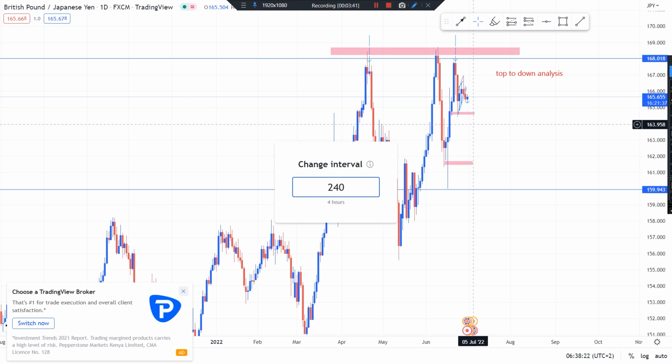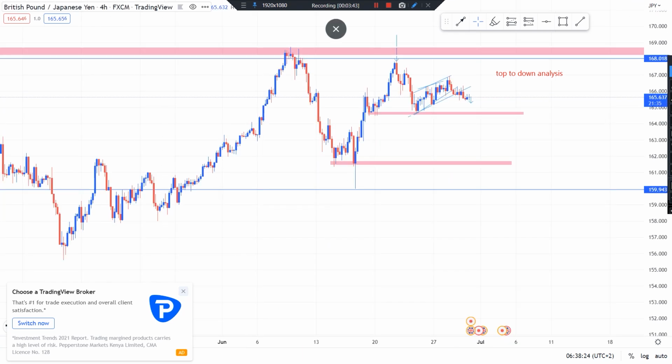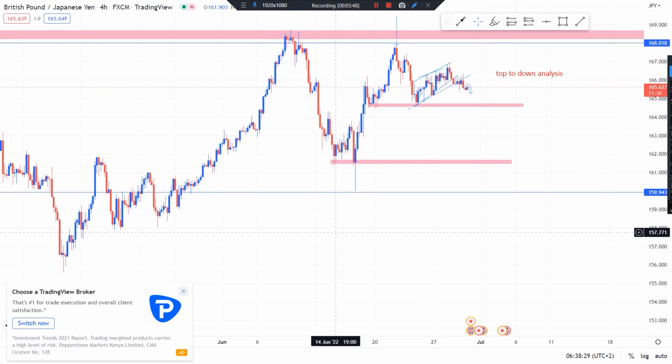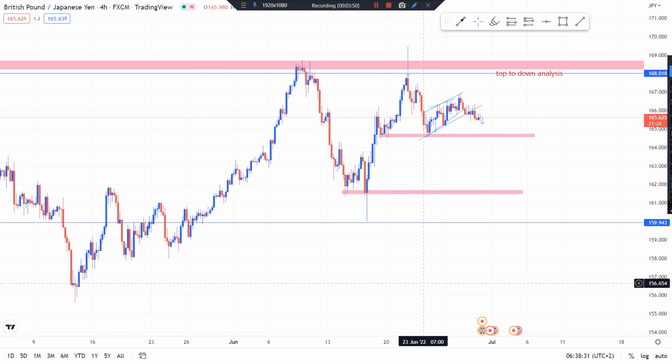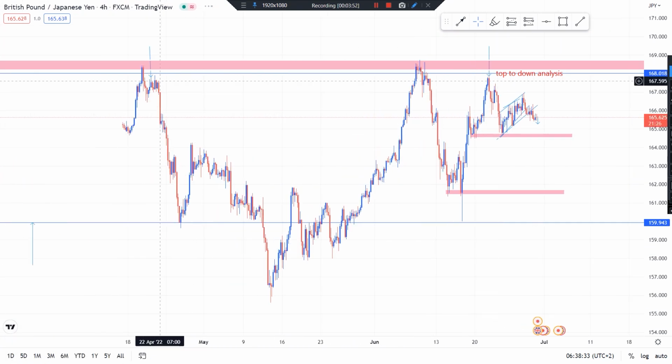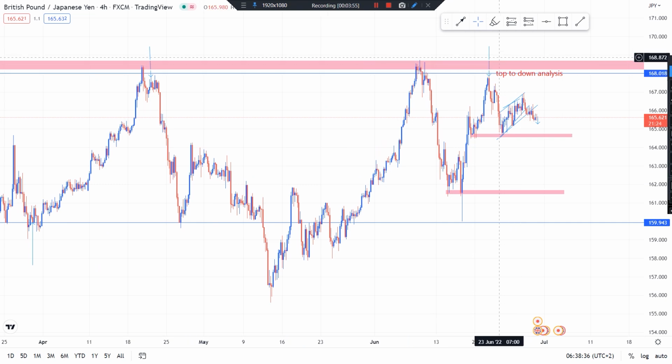Now this time around, it's the H4, and boom, we are on the H4 right about now. This is how we are looking. So we had the first one, the second one, the third one.